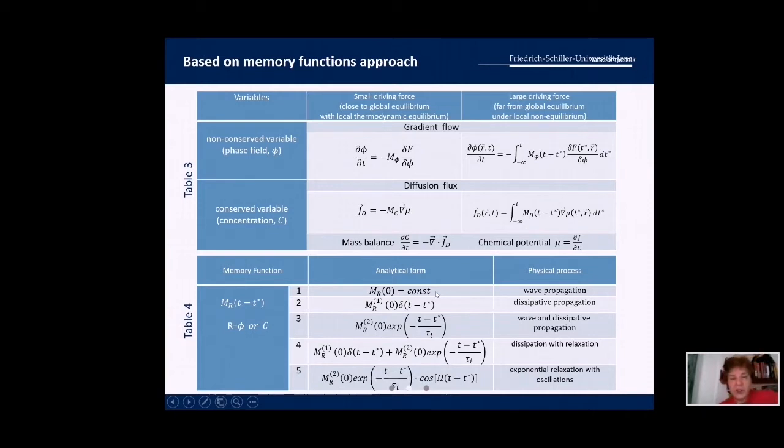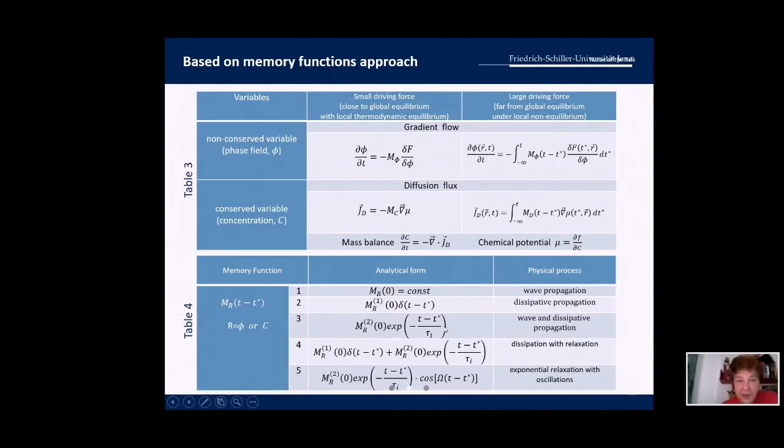So which memory functions are known and well established? If we have a constant memory function, then we have the wave equation. If we have a delta function as the memory function, then we have dissipative propagation, which is described by the parabolic type of equation, or Landau non-conservative order parameter for the moving of the interface.